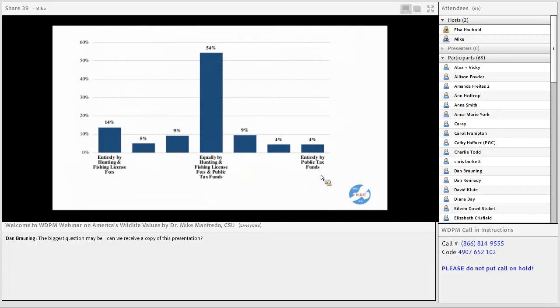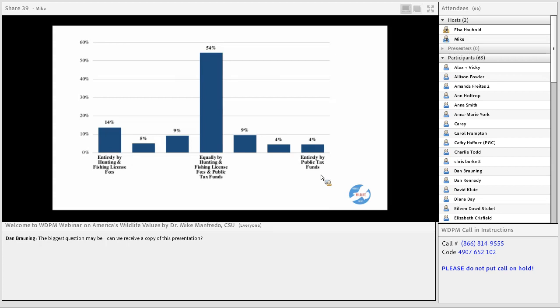So I know funding is an issue. I put in this graph that shows, again, an item that we asked in 2004, about how people would like to see fish and wildlife managed and by what source of funding. And you see clearly the mode and majority feel it should be hunting and fishing license fees, and taxes. And then there's sort of a tailing off on either side.